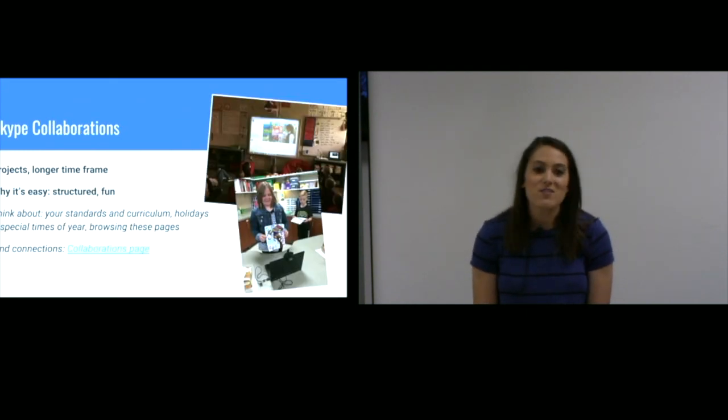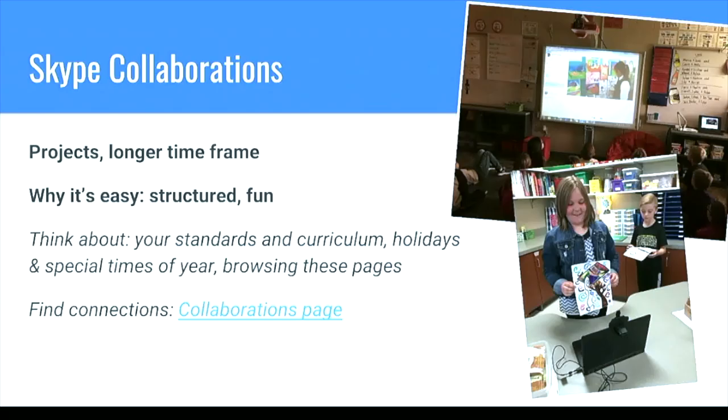The next way you can get involved with Skype in the Classroom is through what are called collaborations. And these are with other teachers for the most part. They are projects and they go over a longer time frame. The 2 pictures that you see there are a project that my classroom did called Awesome Squiggles. And this is an awesome project because it's art-based. There are no language barriers here. So everybody in the project gets the same 4 squiggles, and kids create their own picture out of them.